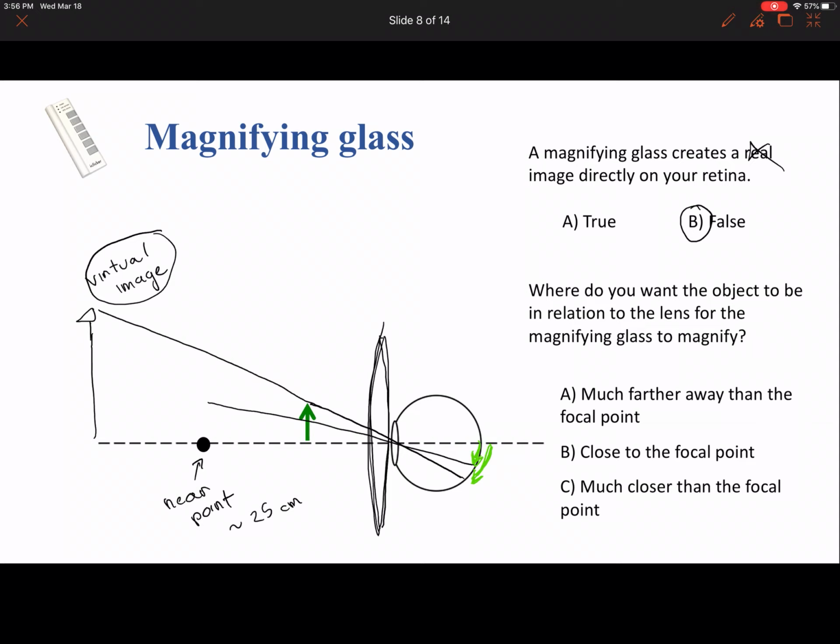The object is the thing I'm trying to look at. The object is the thing I'm trying to magnify. This green arrow, do I want it close to the focal point of the magnifying glass, or do I want it much closer to me and to the lens than the focal point of the magnifying glass? Another question. Pause the lecture, go to the quiz, say what you think.